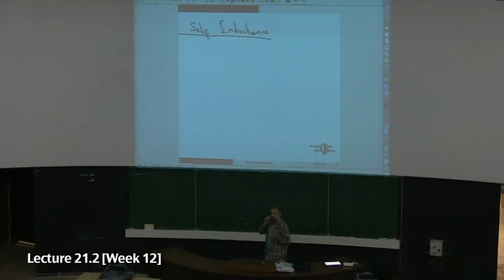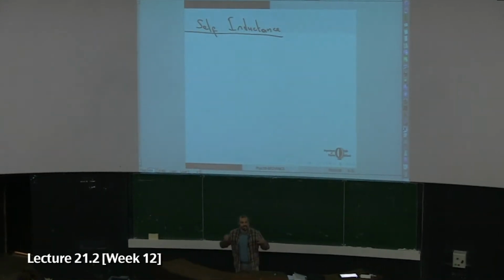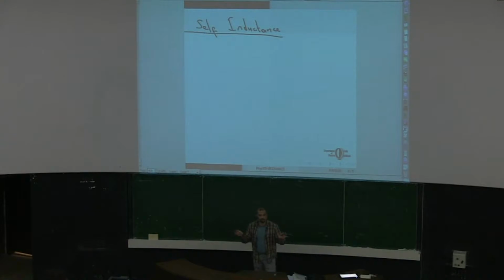Okay, so in the previous lecture, we had two different circuits, circuit 1 and circuit 2, and we sent some current in circuit 1 and calculated its effect on circuit 2. Now, how was that effect? Well, you have a current carrying wire, it creates a magnetic field.